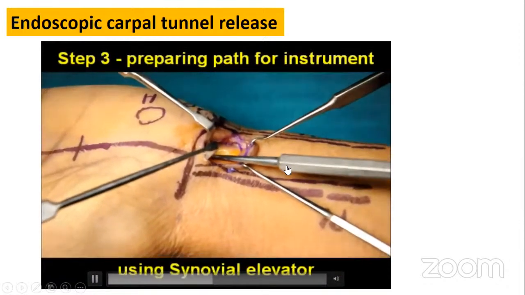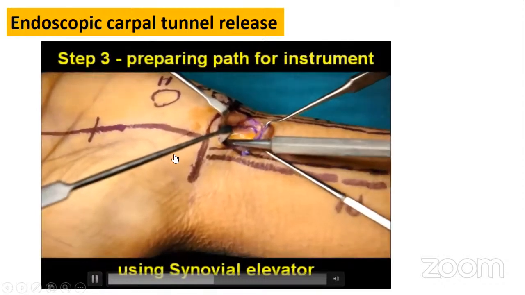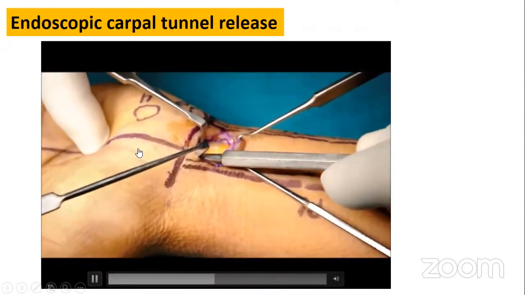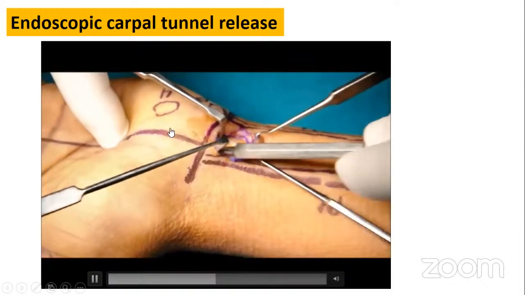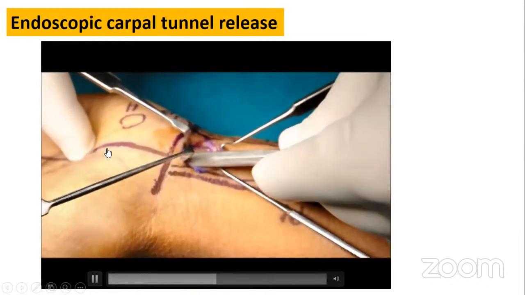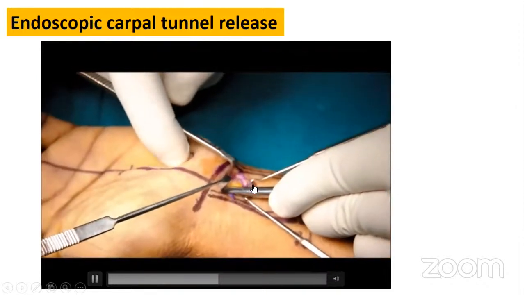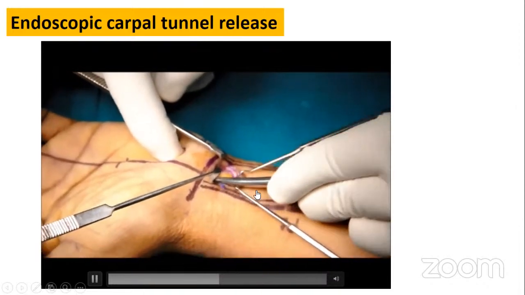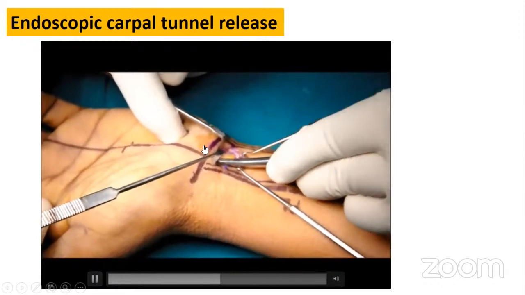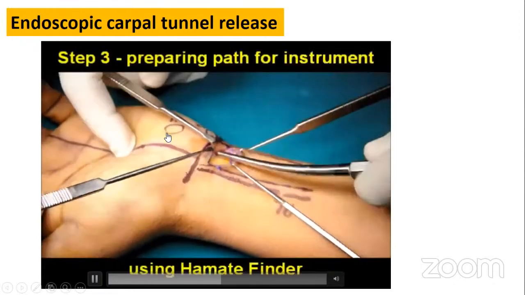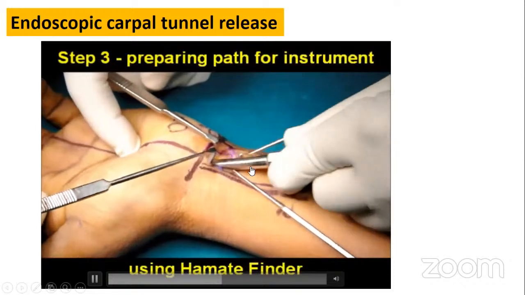This is the first one, which goes in as a synovial dissector. If there is any fibrous tissue or synovial tissue here, you just have to free that area, but it should not pass beyond your distal edge here. So you keep one finger throughout. This is the first dilator which comes in. It goes from the ulnar side like this. You can feel the hamate coming in here at this point.